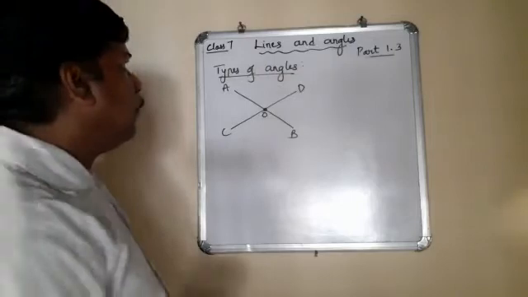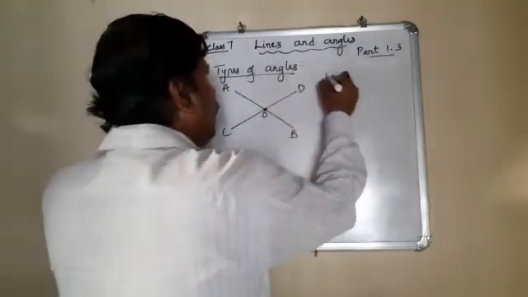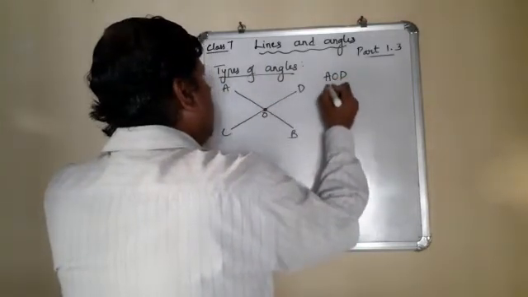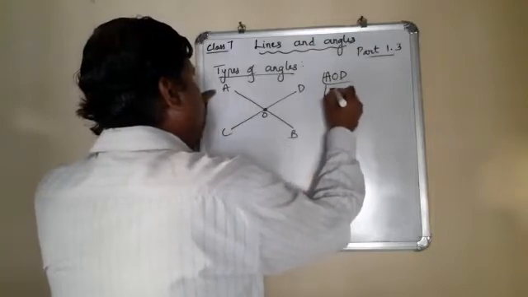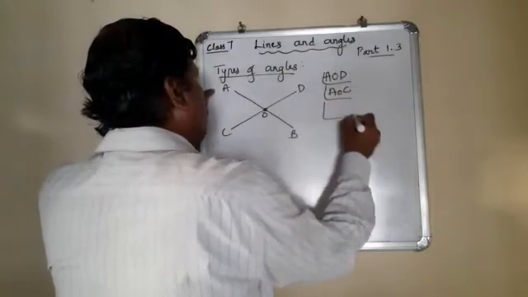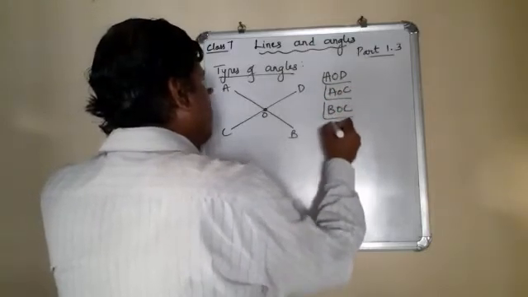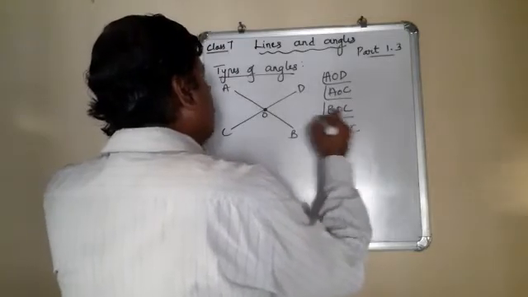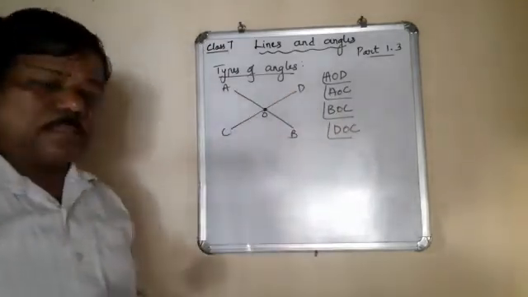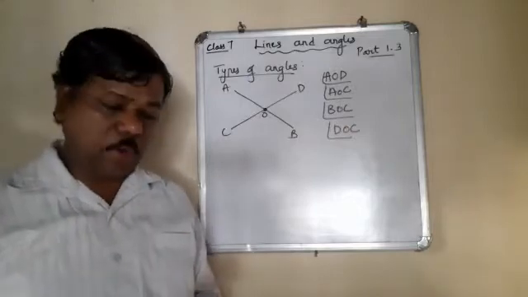The angles which are formed here are AOD, right? So AOD is the angle, AOC, next angle BOC, next is angle DOC, right? So we have four different angles. So these four angles are formed.